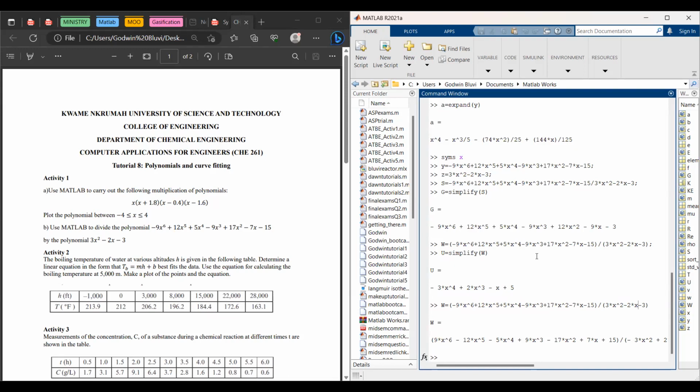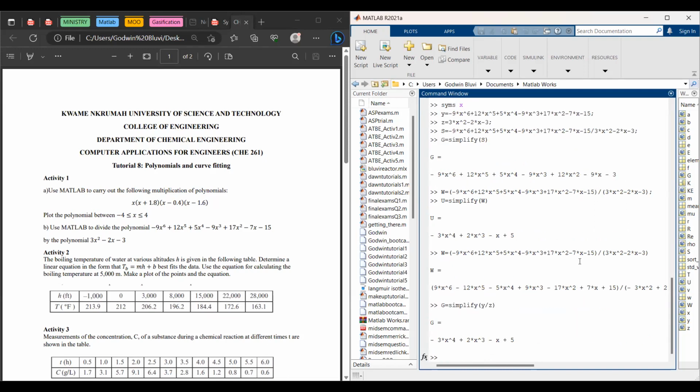Okay. Yeah, we good. So the first time, what I wanted to do was, I wanted to do the first one, like J is equal to simplify, I don't know if this will work, Y over Z. Enter. Great. So it worked.